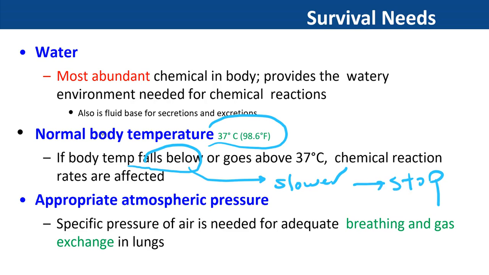If body temperature is too high, above 37 degrees centigrade, the chemical reactions proceed too rapidly and body proteins begin to break down. At either extreme, death occurs. The next survival need is appropriate atmospheric pressure. The force exerted on the surface of the body by the weight of air is referred to as atmospheric pressure. Breathing and the exchange of oxygen and carbon dioxide in the lung depend on this atmospheric pressure.